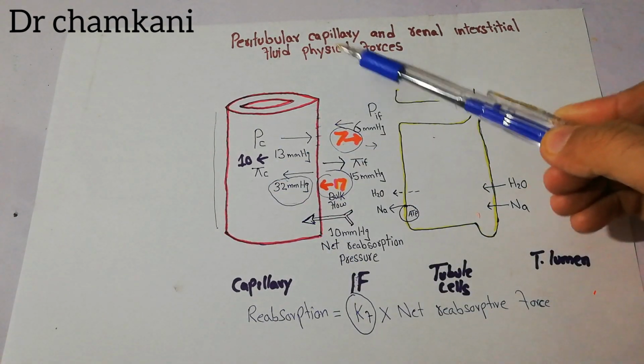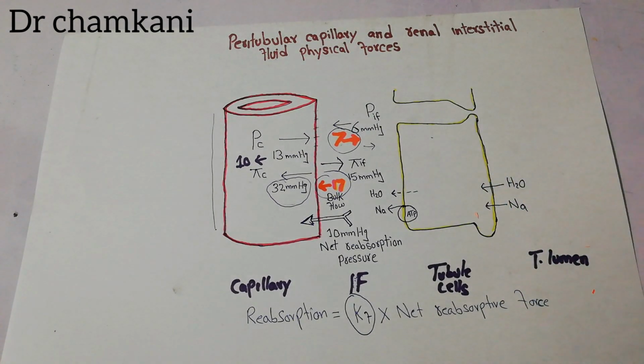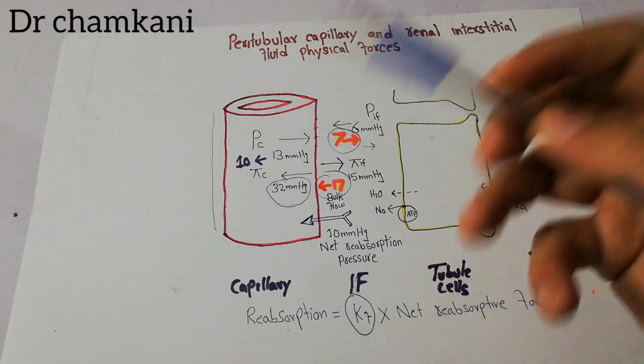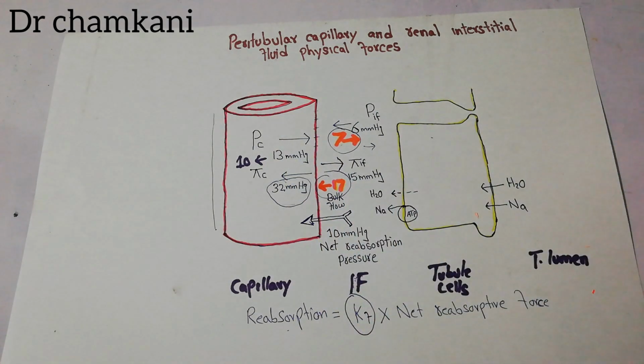And these physical forces in the peritubular capillary and the renal interstitium have a very big role in the reabsorption rate, the rate at which fluid will be reabsorbed into the peritubular capillaries, which is also a very, very important process in urine formation.